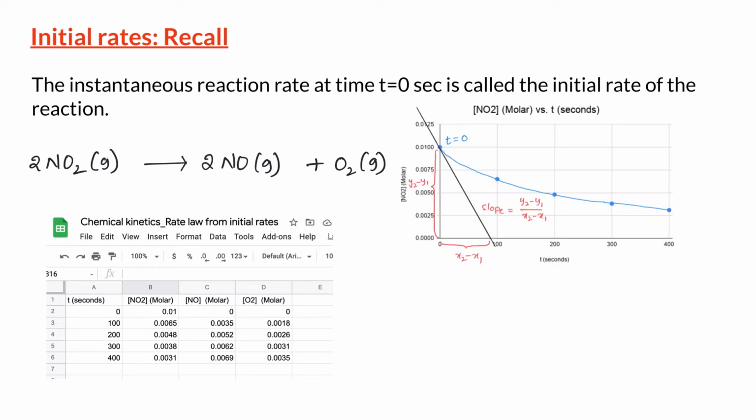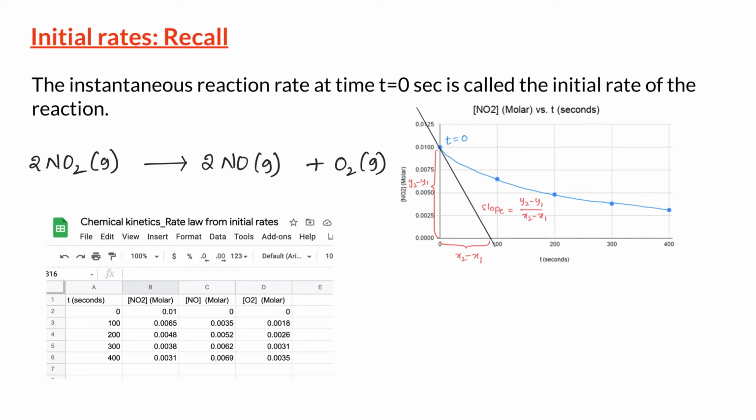Next, we plot the concentration of NO2 on the y-axis and time on the x-axis. Then, we draw a tangent to the curve at time t equals 0 seconds. The slope of the line gives us the initial rate of disappearance of NO2. From that, we can calculate the initial rate of the reaction using stoichiometry.